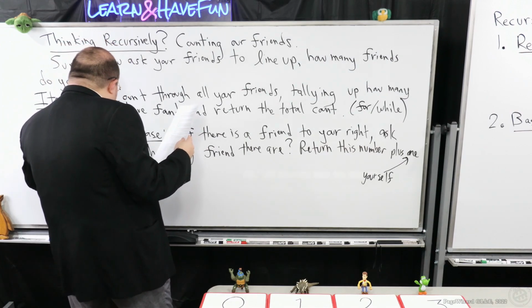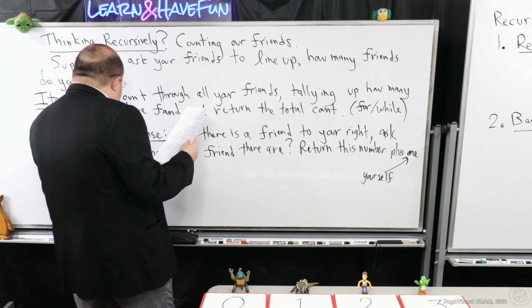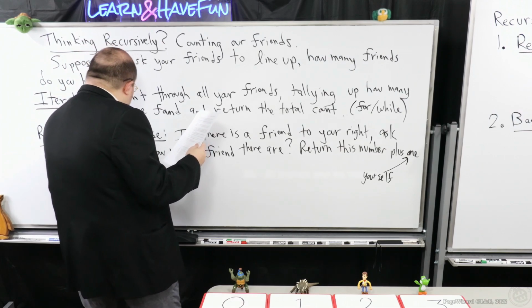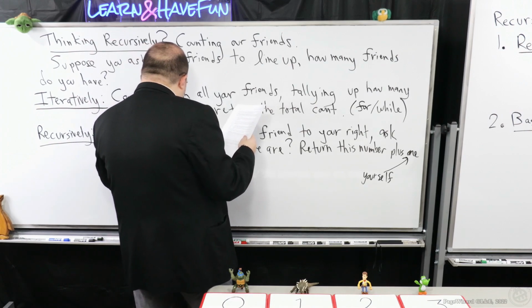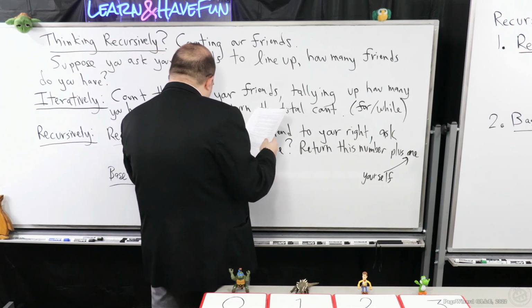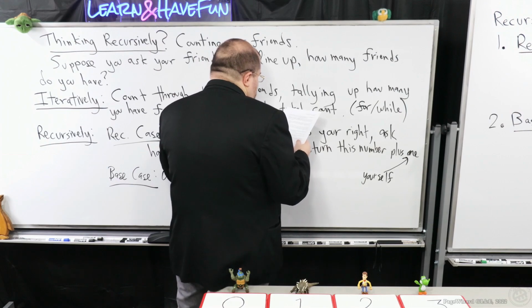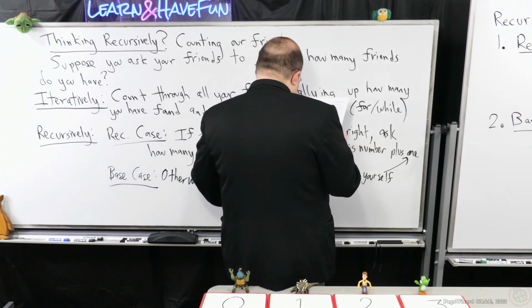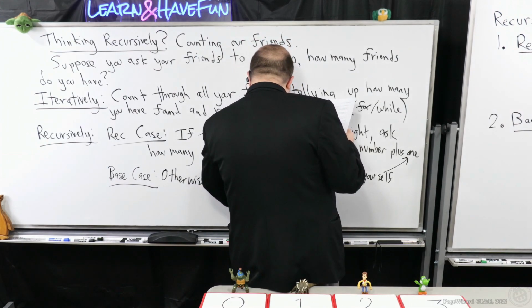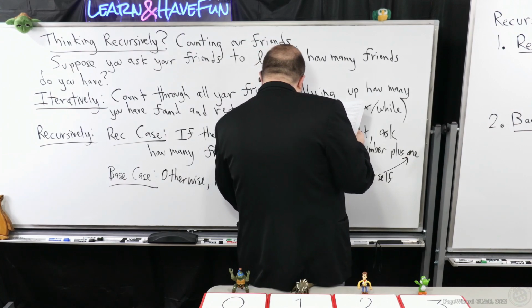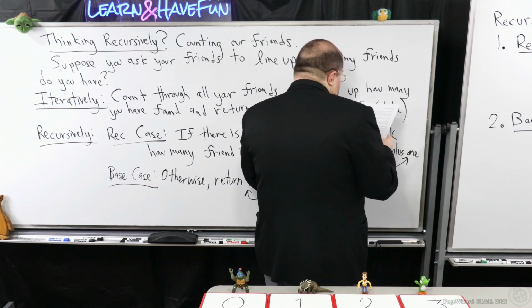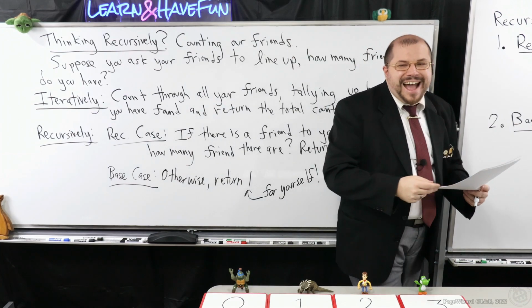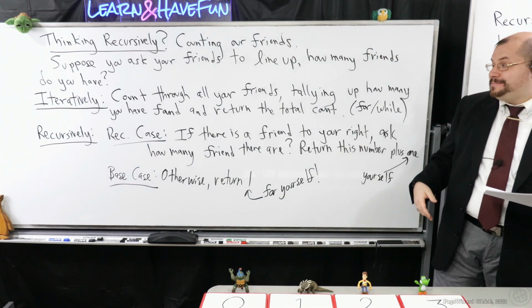So naturally, we could describe this as a base case when I don't have any friends to the right. Otherwise, we just simply return 1. And this is just for yourself, right? There are no friends left to count to the right.